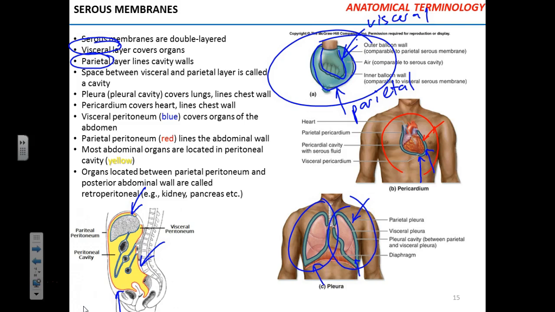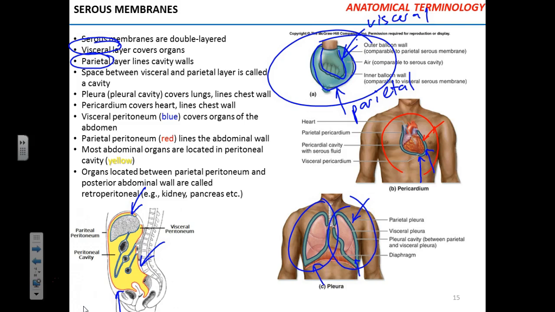Now, what if, let's say, hypothetically, that parietal layer of pericardium or visceral layer of pericardium becomes inflamed. There's some sort of an infection going on. What happens in any type of inflammation? We didn't cover it yet. It's just from your day-to-day experience. What happens in any type of inflammation? Swelling occurs. Because of what? Fluid rushes to the site of inflammation.